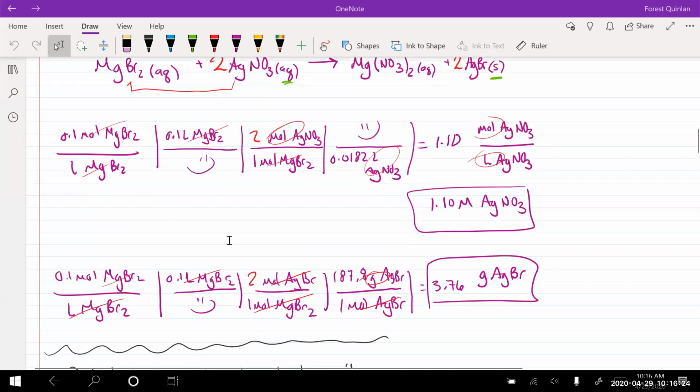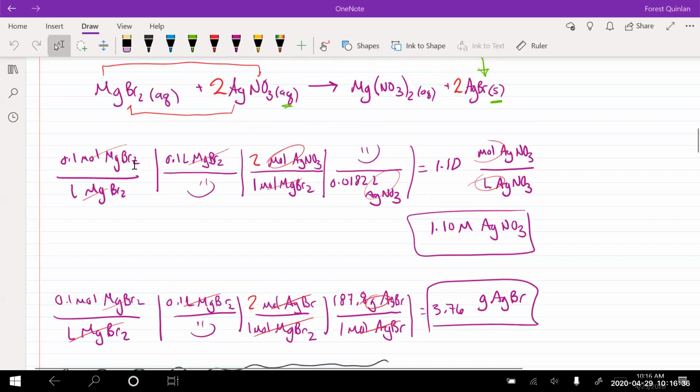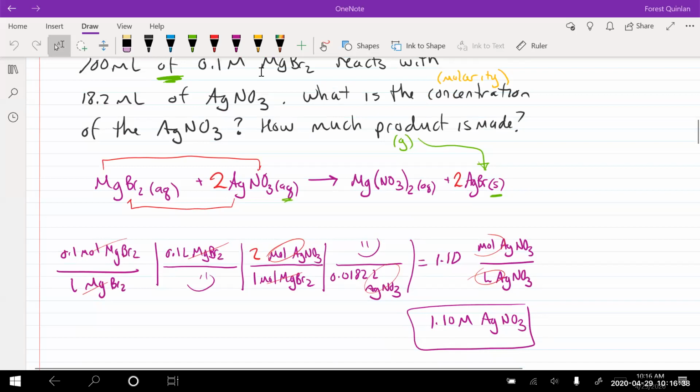Plenty of these to do in your lab and your homeworks, but just briefly, going from a molarity of magnesium bromide to a molarity of silver nitrate. Hopefully you guys can see that if I take my volume times the molarity right here, I'll end up with moles. And so I'm going from molarity to mole, do the molar ratio, and then take the moles divided by the other volume to get a molarity.